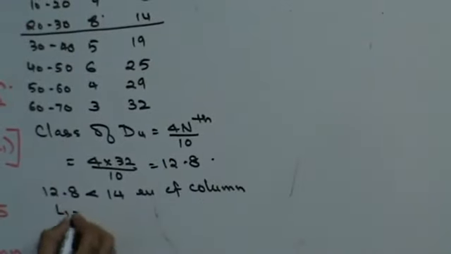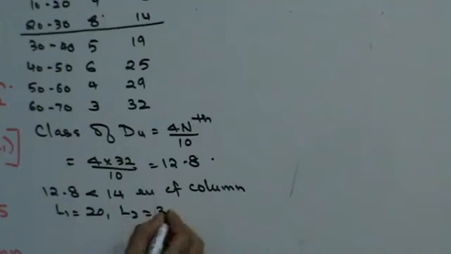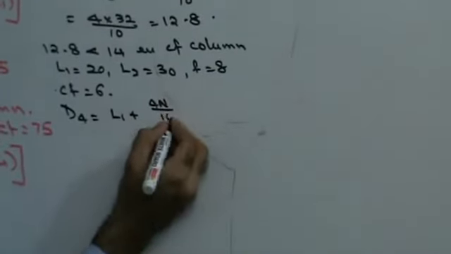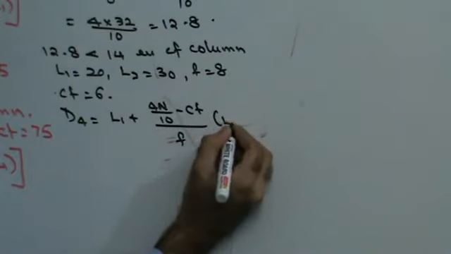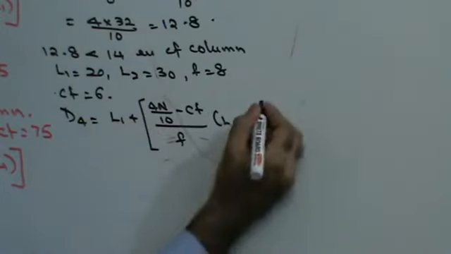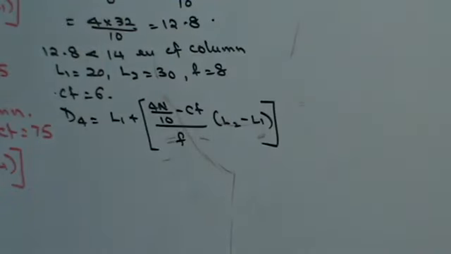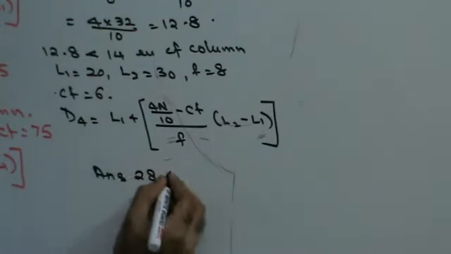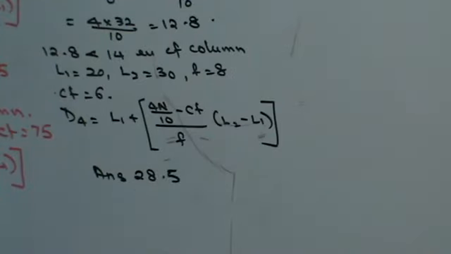So in that case, L1 will be 20, L2 will be 30, f will be 8, and CF is going to be the number above this. So CF is going to be 6. Once you have this, then you can find out D4. D4 is L1 plus (4n by 10 minus CF) upon f, times (L2 minus L1). You have all your values, you can substitute and get the answer. The answer that you should get for D4 is 28.5.